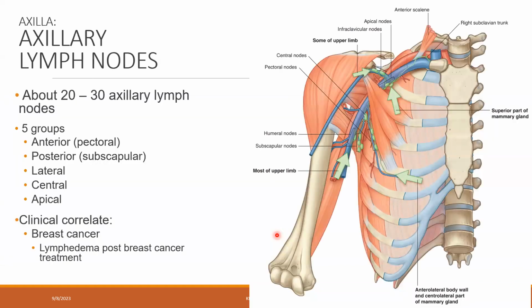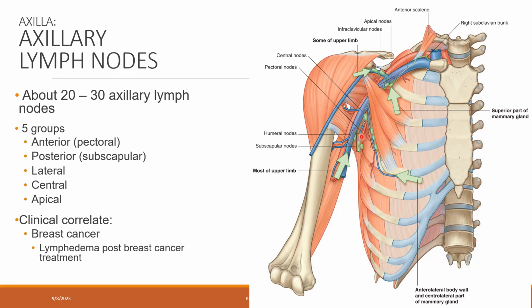Okay, finally, let's talk about the axillary lymph nodes. There are about 20 to 30 axillary lymph nodes that lie in, you guessed it, the axillary region or the axillary fossa. And they are divided into 5 groups. Those 5 groups are, here is the apical nodes, right here. And then you have the central nodes, which is located right here. And then you have the lateral nodes and the anterior or the pectoral nodes, which are located somewhat right here. The lateral nodes are going to be the humeral nodes that are right here.